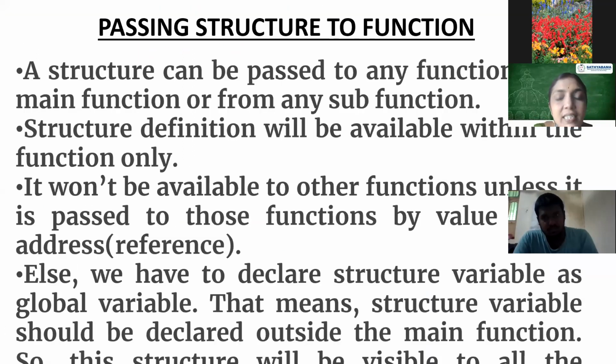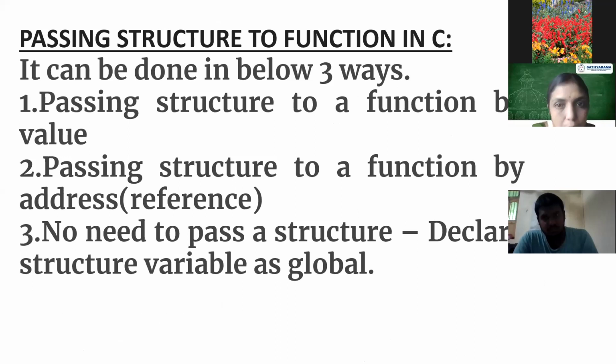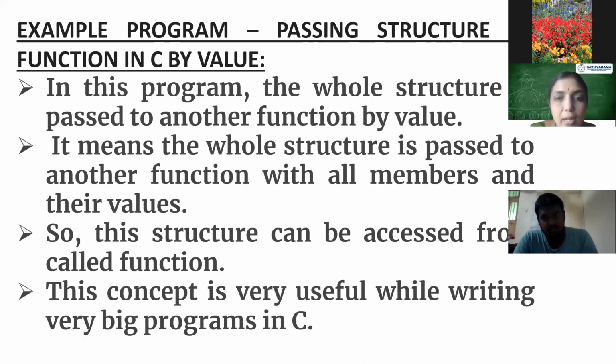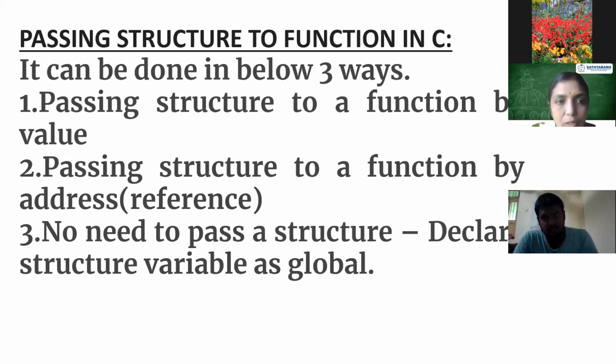Next, passing a structure to a function. This was the one we were discussing that day, so again we'll start with that. How can we pass a structure to a function in C? There are three ways in which we can pass a structure to a function. One is by value, one by reference, and then there is no need to pass a structure at all; instead, you can declare the structure variable as global, right?